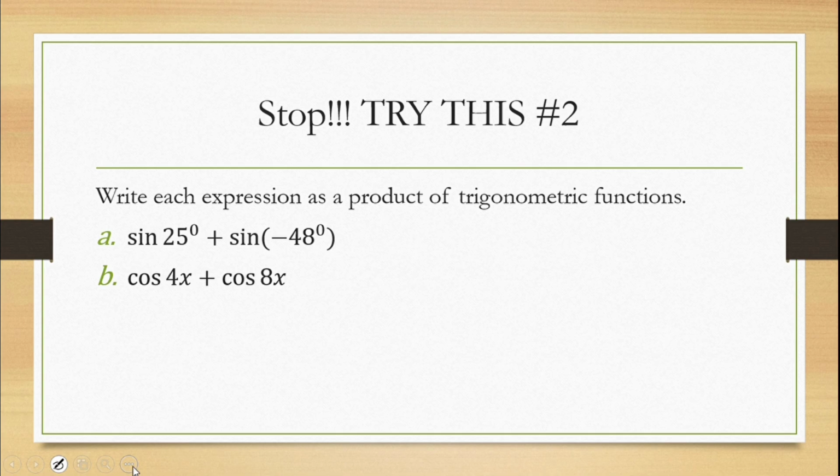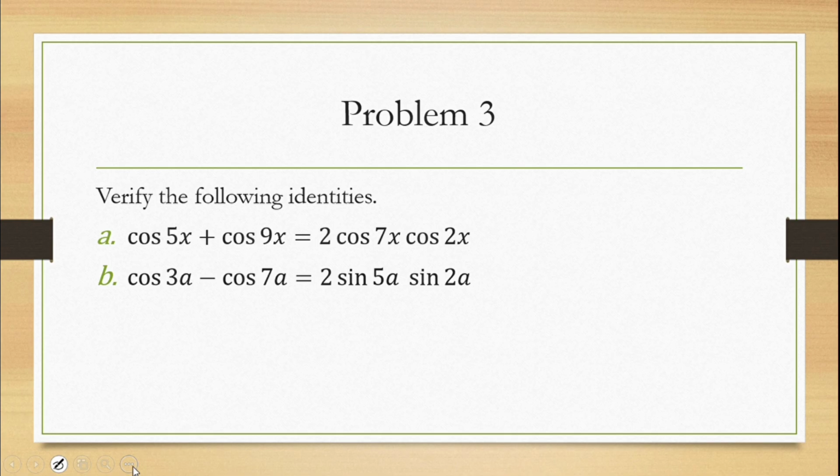So we have now problem number 3. Verify the following identities. Letter A: cos 5x plus cos 9x is equal to 2 cos 7x cos 2x. Letter B: cos 3a minus cos 7a is equal to 2 sine 5a and sine 2a. Let's start with letter A.